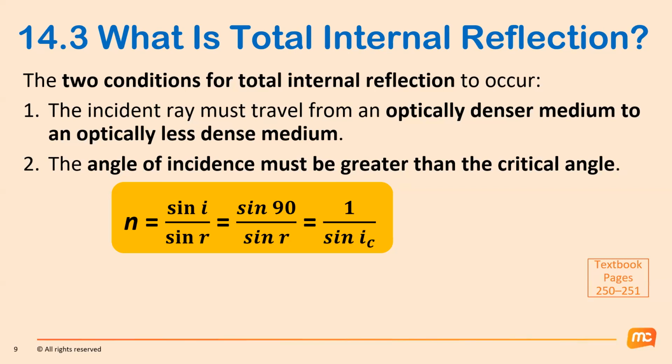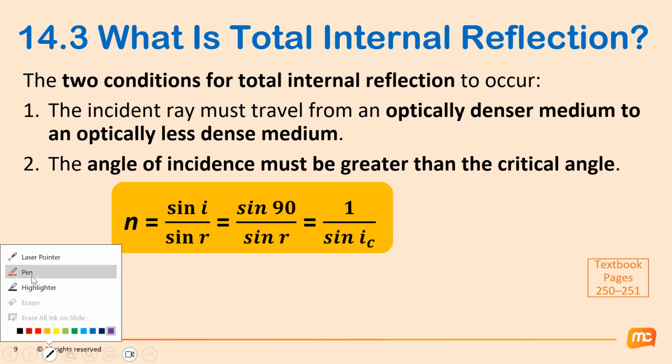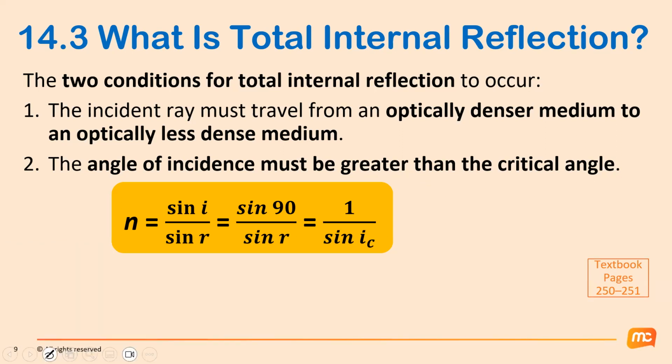So what is the formula? There is a formula to actually calculate the critical angle. That is the third formula for the refractive index. Recap a little bit. For your refractive index, there are actually three formulas so far. The first two were learned previously. The first one is N equals C over V, the speed of light in vacuum over the speed of light in the medium.